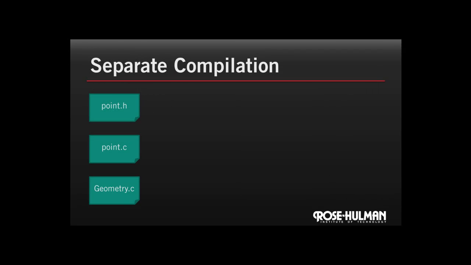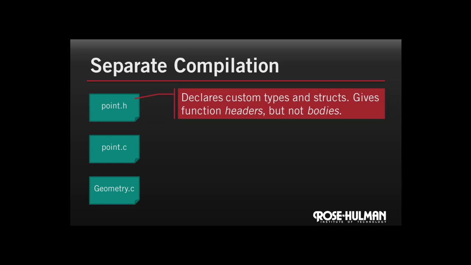Let's look at a few details on separate compilation here. Suppose we had a project that had a point, and then we had a geometry project that we were trying to use that in. For a project like this, we might divide it out into three different files. The first file here is called point.h, and that's what we call a header file. It's called a header file because it's going to declare function headers, but not the bodies of the function. The header of a function is just that first line that says what the return type is, and the name, and the parameters, and their types, but doesn't have the body. We'll look at an example of that in a minute. The point header file would also declare any custom types and structs that are used to represent points.